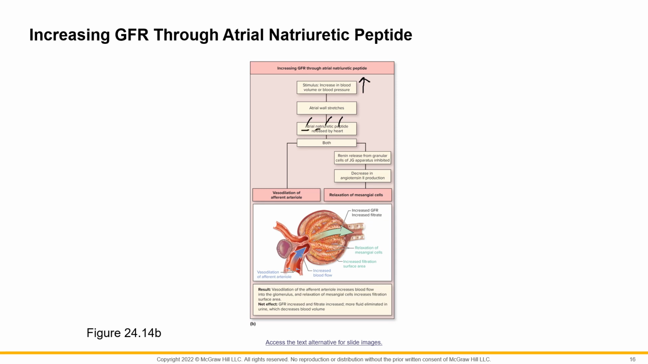And when that stretch is detected by the heart, it's going to secrete something called ANP, atrial natriuretic peptide. So here is what it does. The atrial natriuretic peptide is going to go and cause vasodilation of your afferent arteriole. More blood going in equals increased GFR. So I'm going to stop here and we're going to pick it up again and talk about how urine is formed as things are going through the proximal and distal convoluted tubules.